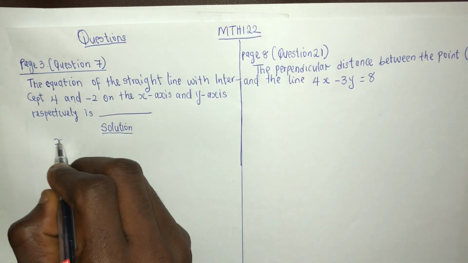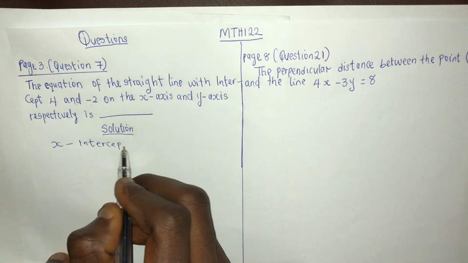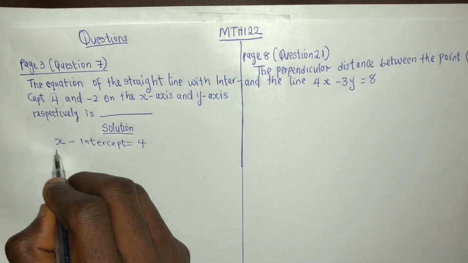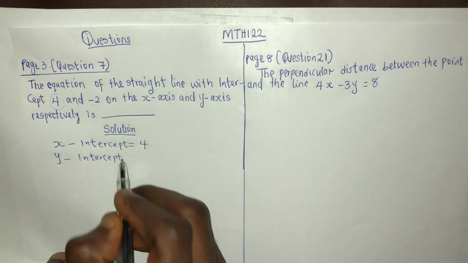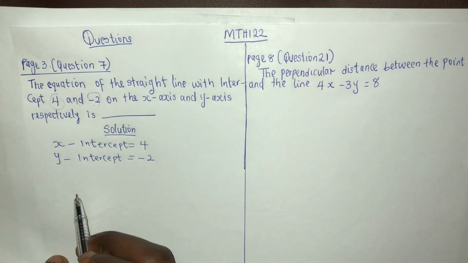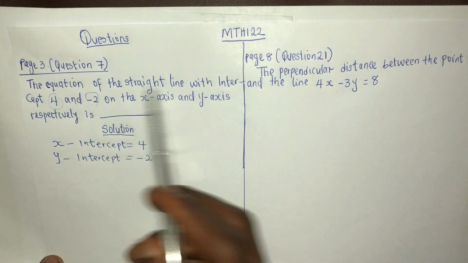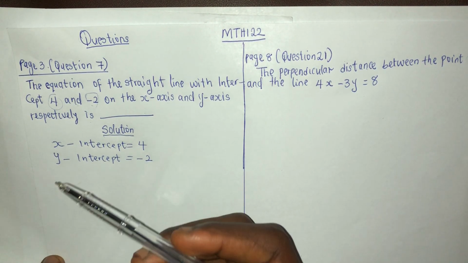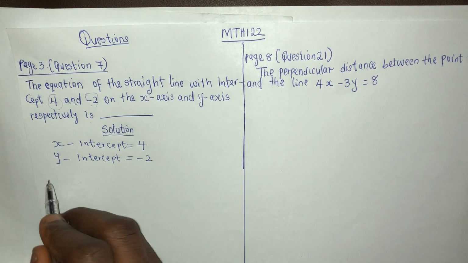The x-intercept is 4, while the y-intercept is minus 2. If that's the case, how are we supposed to do this? There are two ways to solve this particular question, but I'm going to go with the easiest way. Maybe at the end of this video, if it is not too long, I'm going to do the second method.